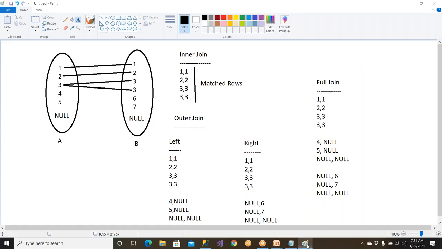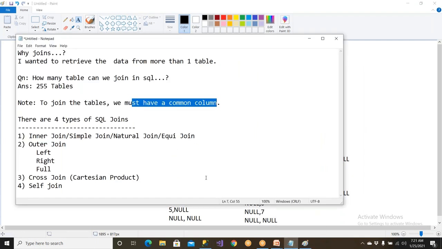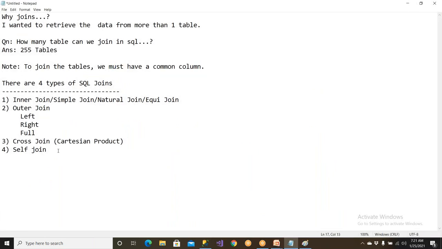We are going to discuss some real-time examples. Clear? Now, what is the syntax for inner join? If you wanted to get the query, what is the command that you need to write? So inner join, joining two tables. Okay.